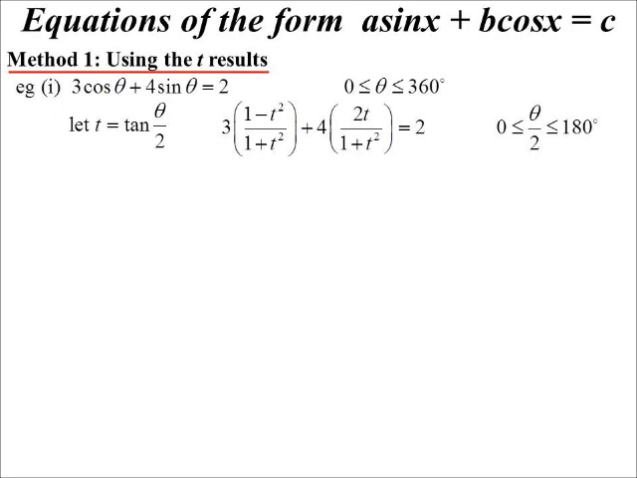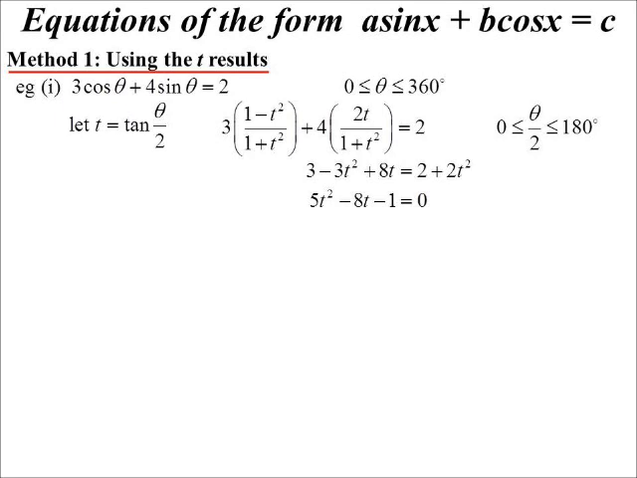But note, I'm only going to look for solutions in the first and the second quadrant, because now I'm solving for theta on 2, not just theta. So we're only interested in first quadrant answers and second quadrant answers. We'll multiply everything by the 1 plus t squared to get rid of the denominator. So we've got 3 minus 3t squared plus 8t. Move everything to one side and make it look like a quadratic. So there we go: 5t squared minus 8t minus 1.